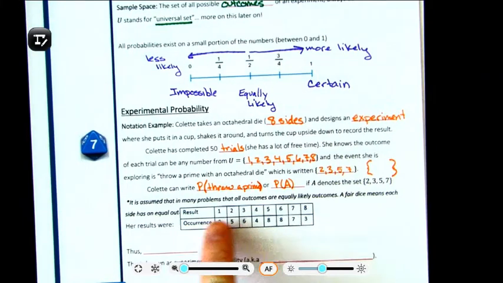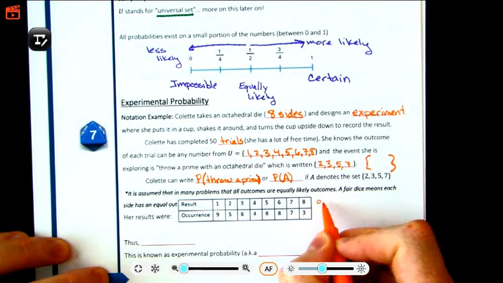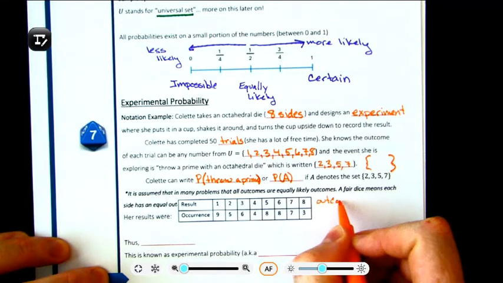It says it is assumed in many problems that all outcomes are equally likely outcomes. Okay? I didn't say that maybe this die is weighted, so it falls on 7 more than others. We're going to assume it's fair, and there's an equal chance of landing on every side. A fair die means each side has an equal outcome of occurring.